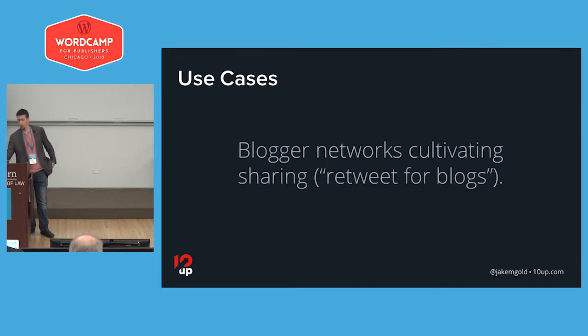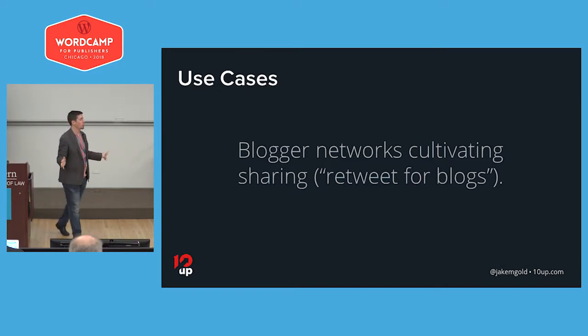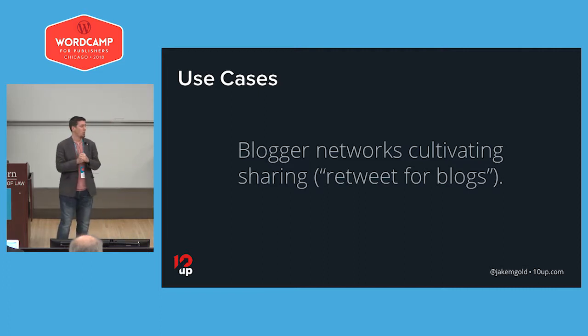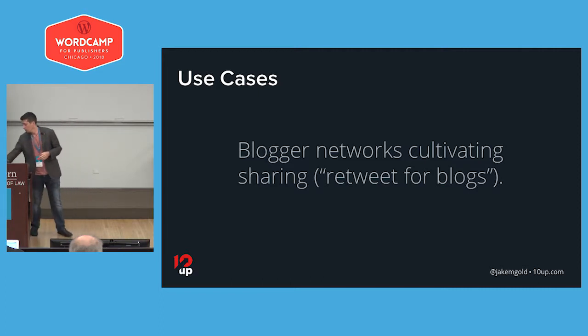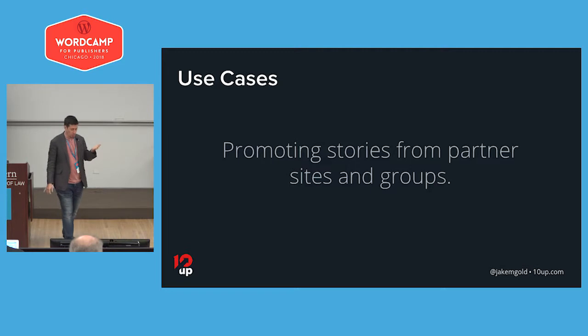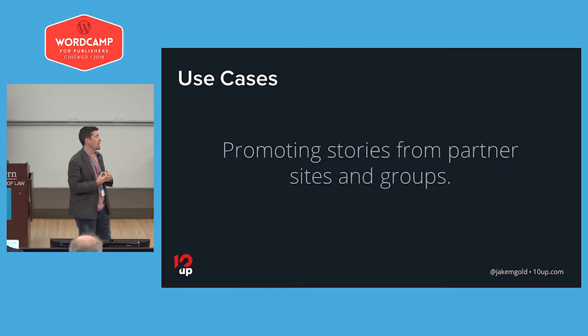Blogger networks cultivating and sharing, so networks of small or local publications or just special interests in blogs that they really want to promote, a way for them to share content and promote each other's content and stories. Promoting stories from partner sites and groups. We work with organizations and have consulted with organizations like CalMatters in California that work with large journalistic institutions and want a good way and a relatively intuitive way to share their content out, to be able to help publish their content and socialize their content on other sites.